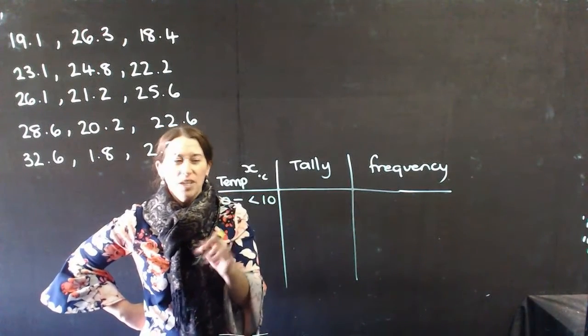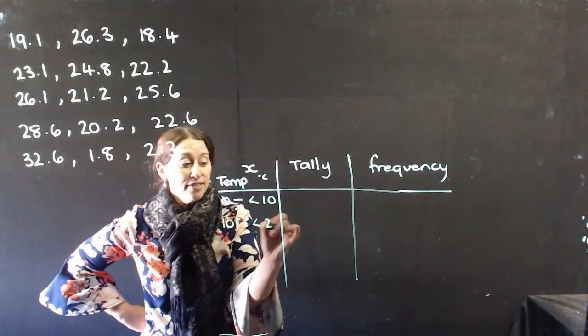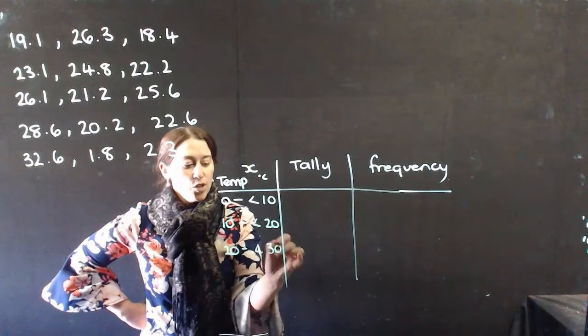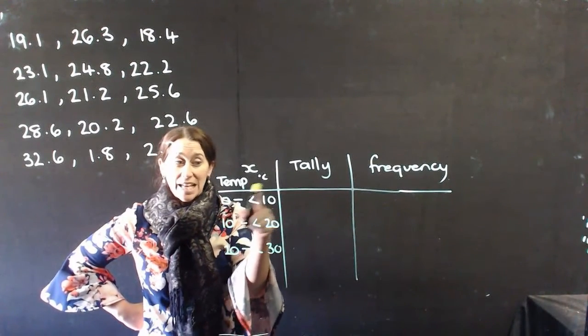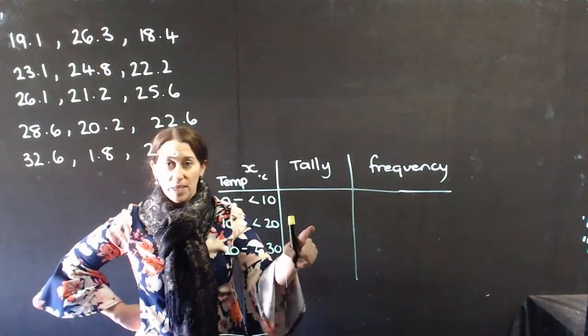Might be my first grouping. You'd need to make decisions. 10 to under 20, and then 20 to under 30. Notice how I'm using this under, so it's the less than. It's got to be less than 10. So if I have 10 exactly, it goes in this grouping here.